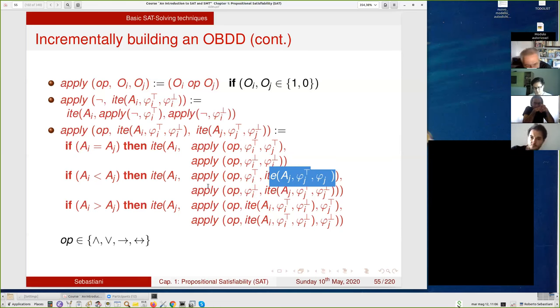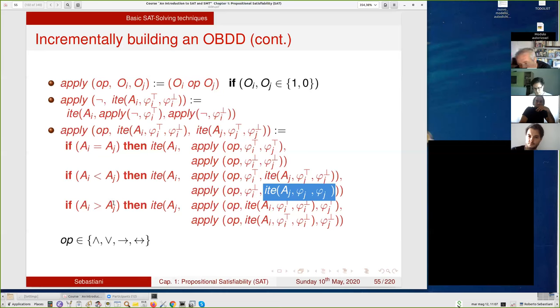In the other case, you build the right branch by applying the operator to the false branch of AI and the whole OBDD of AJ. The case in which AI is greater than AJ is absolutely the vice versa. Okay, so you just invert the two cases.